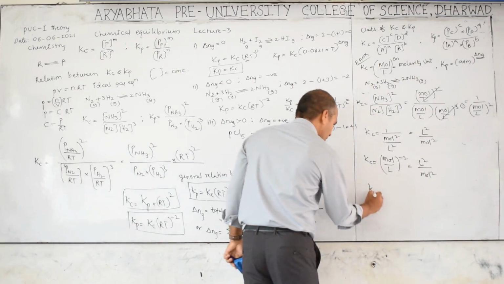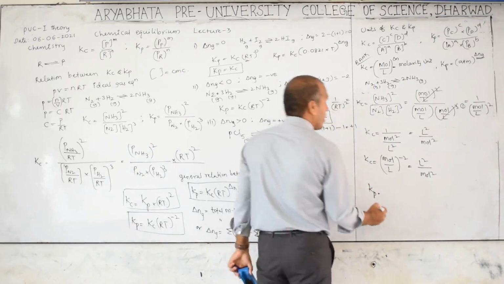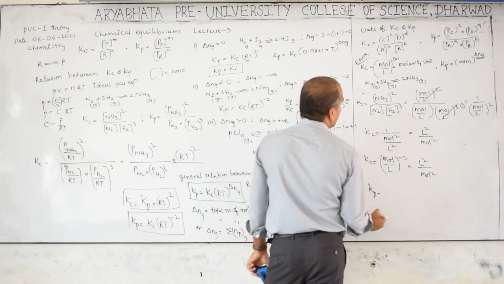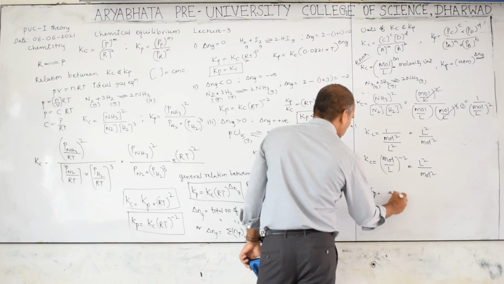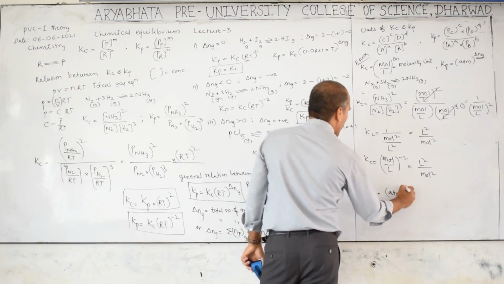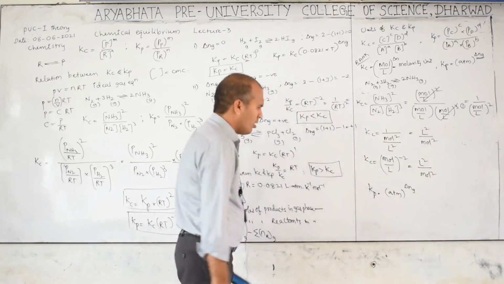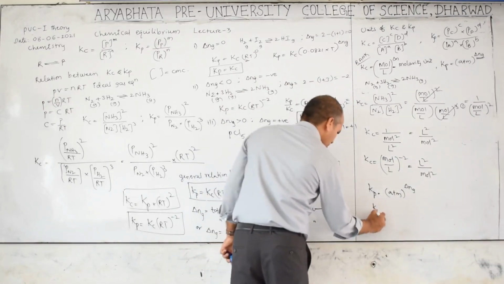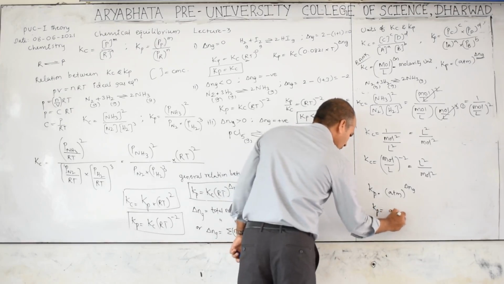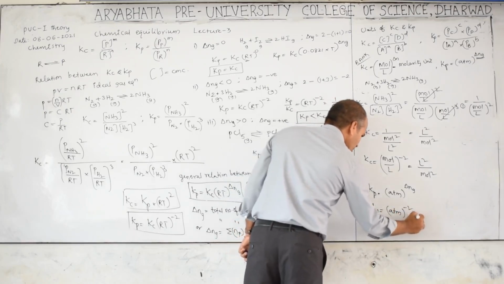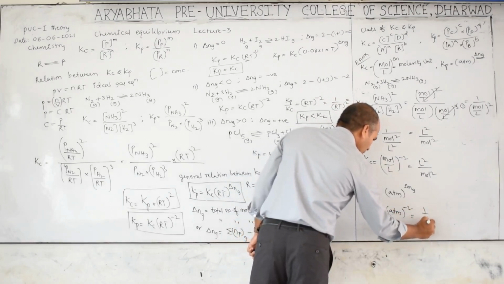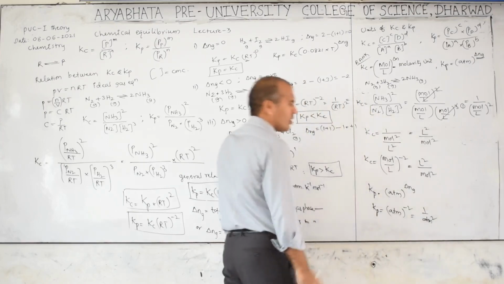In this Kp, that is 1 by atmosphere whole power delta Ng. Then in this case Kp is equal to Atm whole power -2, therefore it is 1 by Atm 2.